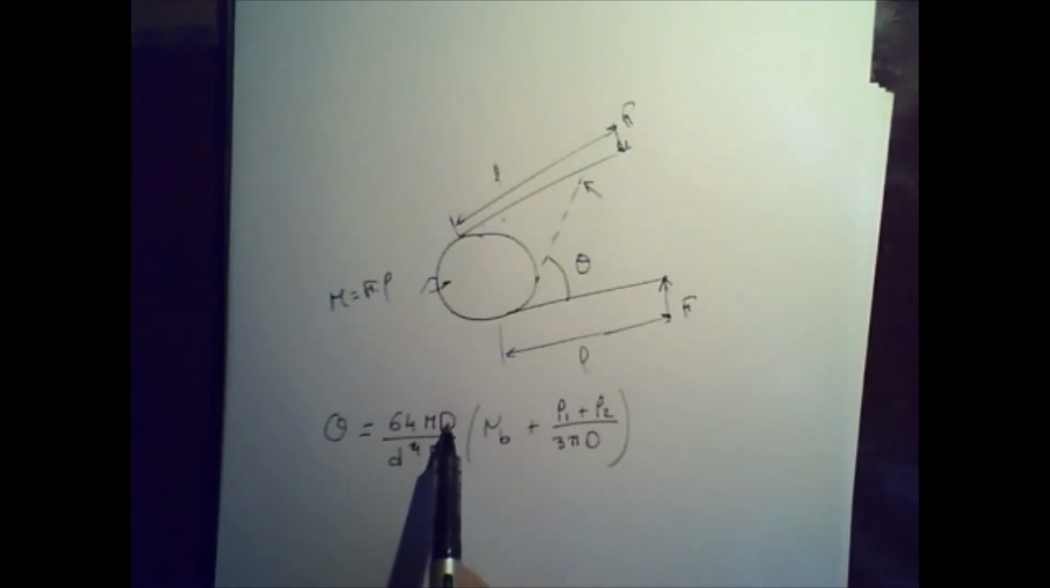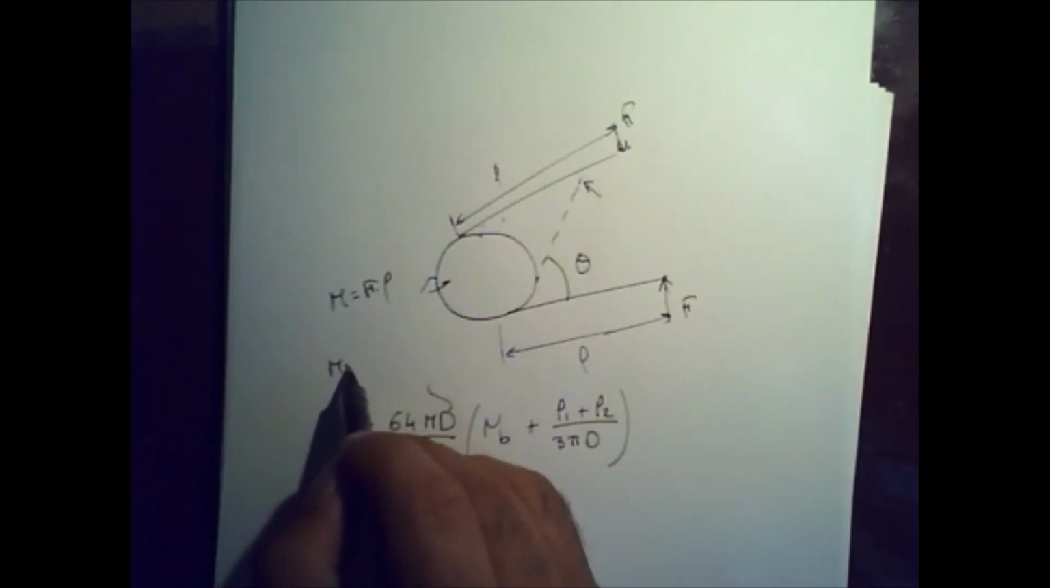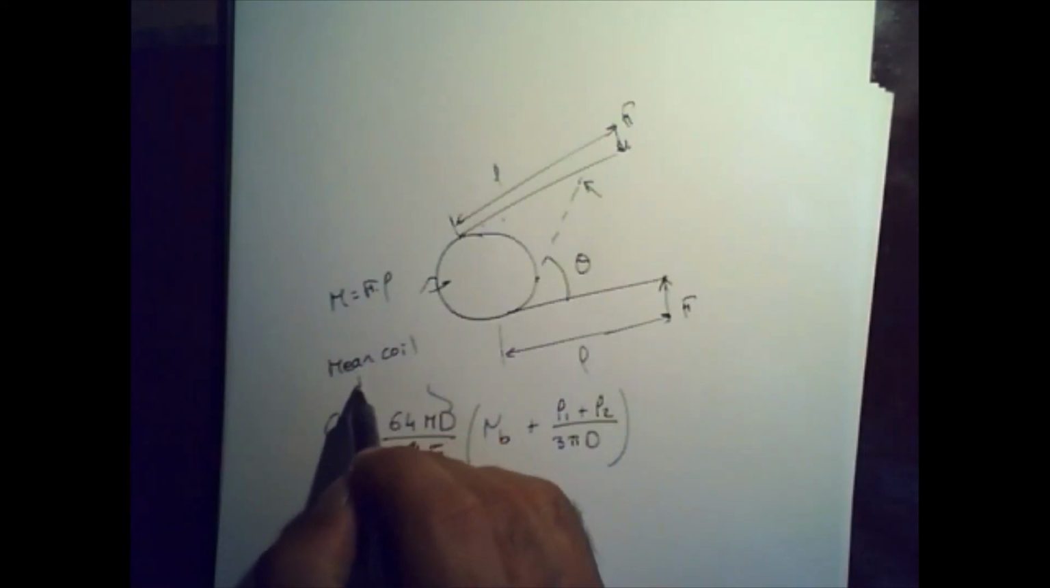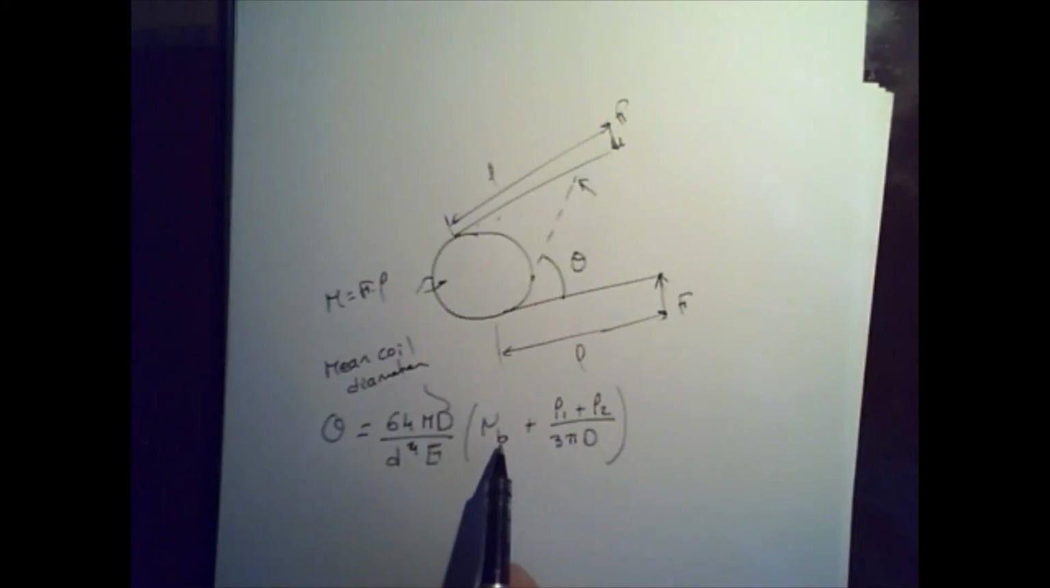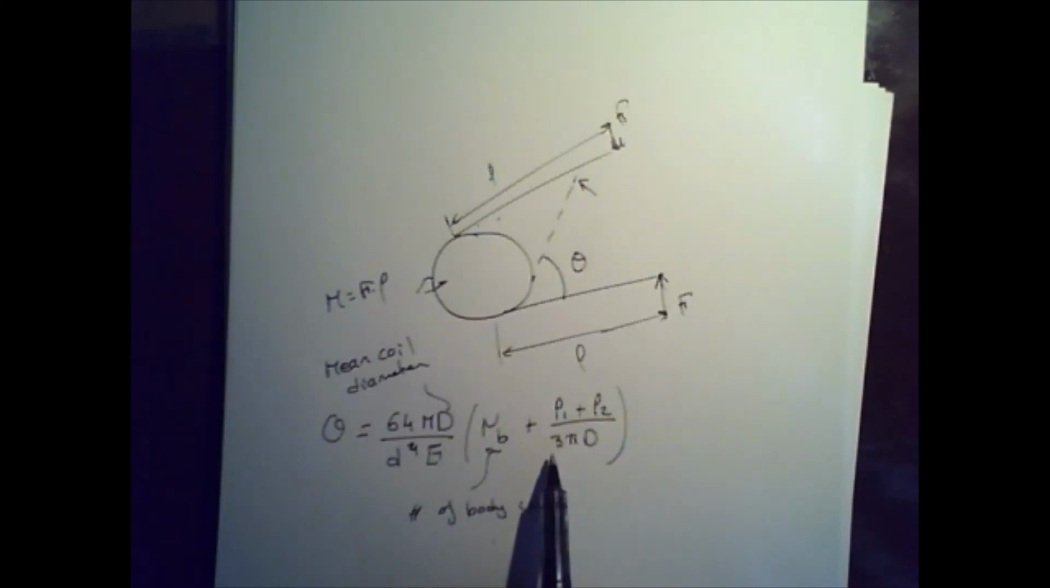M is the moment, D is the mean coil diameter, and E, you all know what it is. NB is the number of body coils, and then L1 plus L2 divided by 3 pi D.